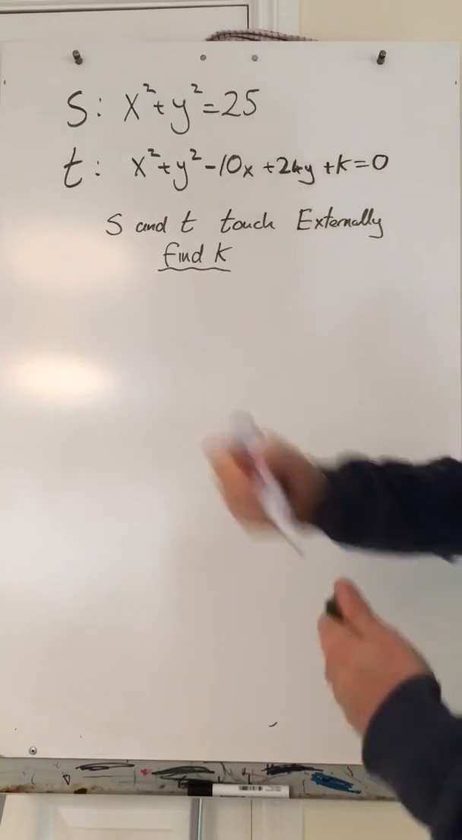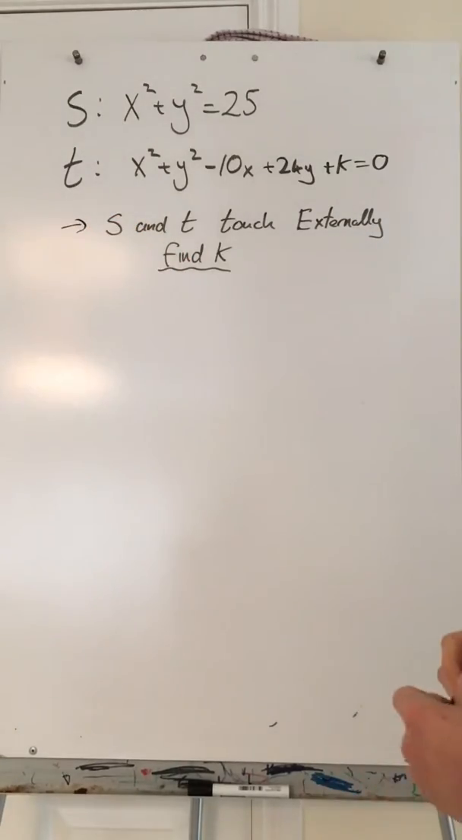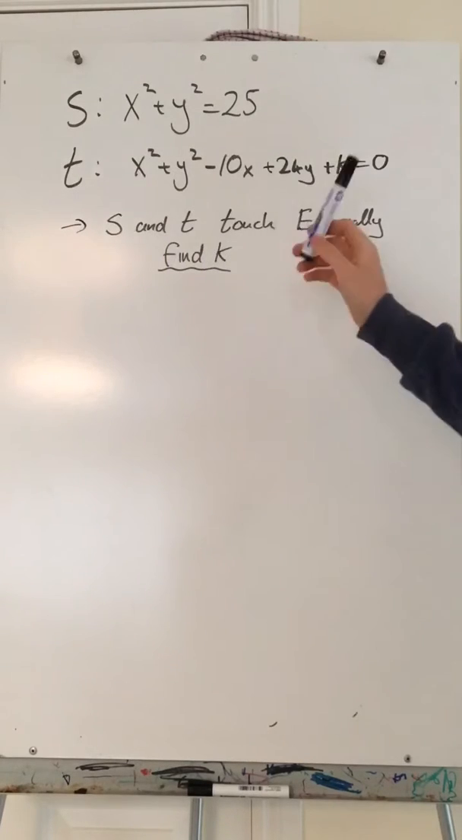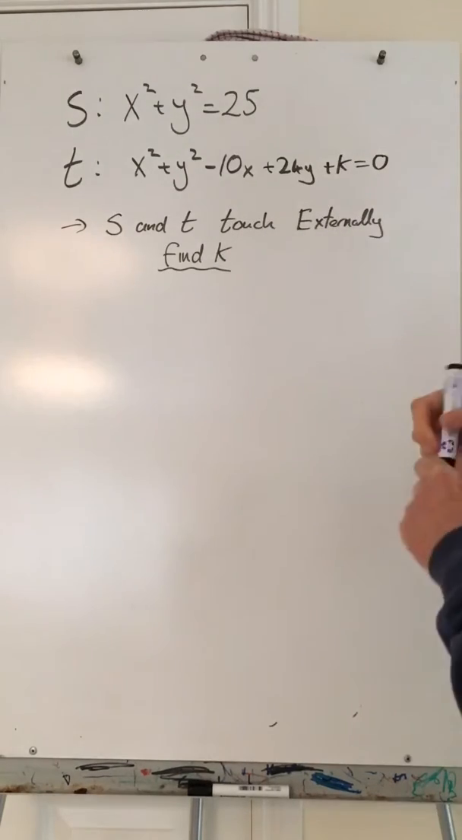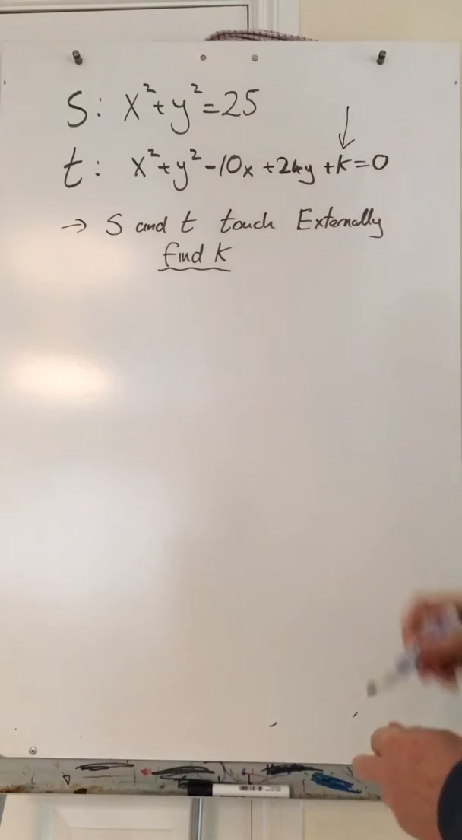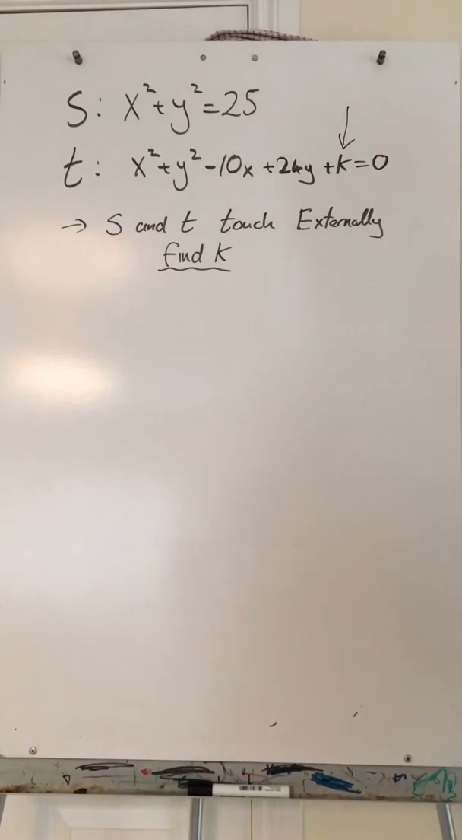Now, the piece of information they tell you is that S and T definitely touch externally, and then they're asking us to find what K is. That is a typical exam question. So what I'm going to ask you to do, please, is to pause the video and give yourself a good 10-15 minutes to try this question, because if this question did come up in the Leaving Cert, it would be worth probably 15 or 20 marks. So give yourself a good amount of time and give it a go.